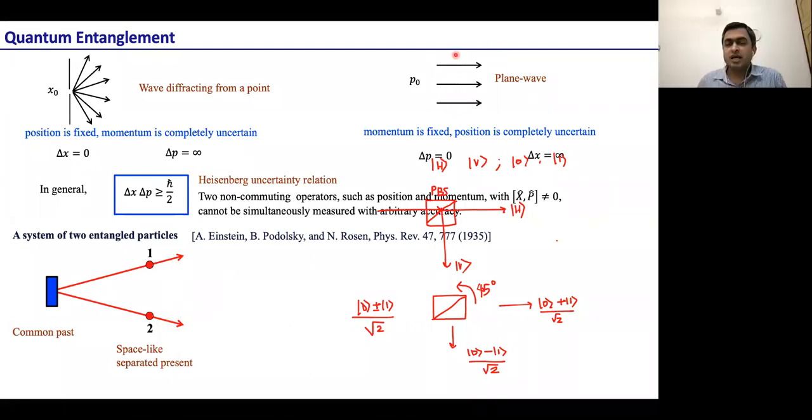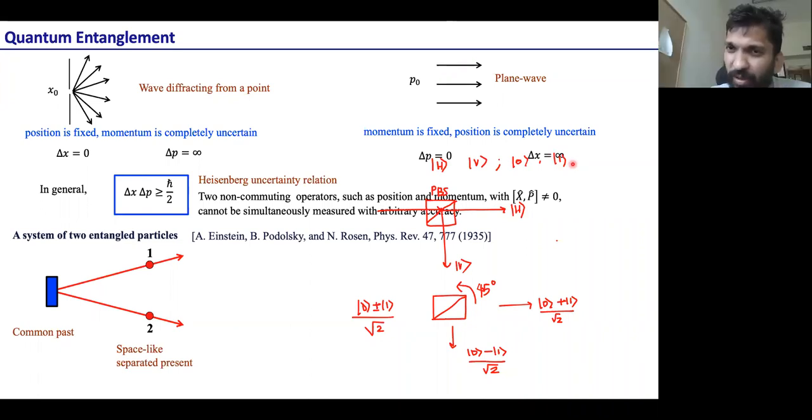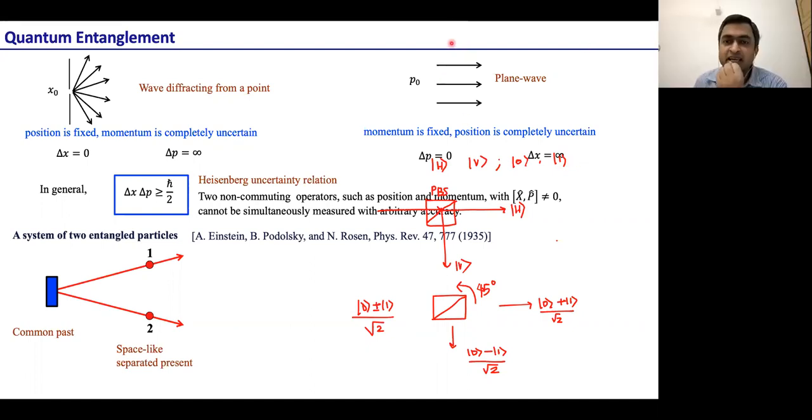Yeah, so I meant the x position. The particle could be here, could be there, could be anywhere. A plane wave has an infinite extent, so the particle could be anywhere. So the position uncertainty is infinite. Is that fine? So when you're saying x, you mean the vertical direction, the y? Yes. Typically that is y, but here I've considered that as x.